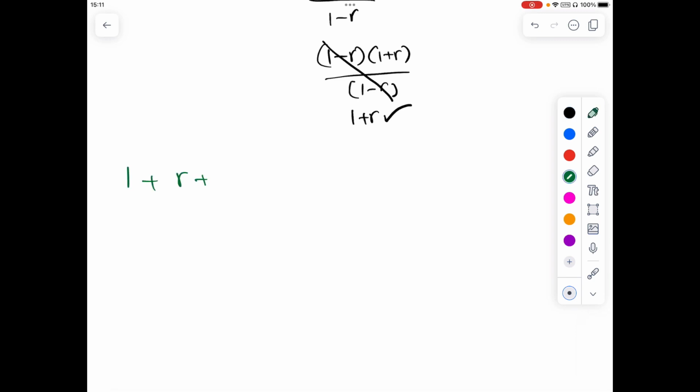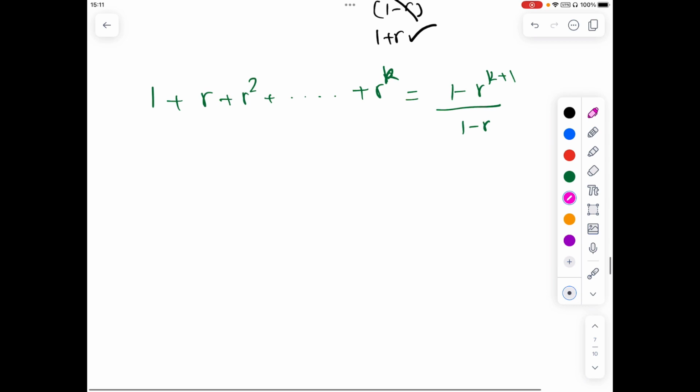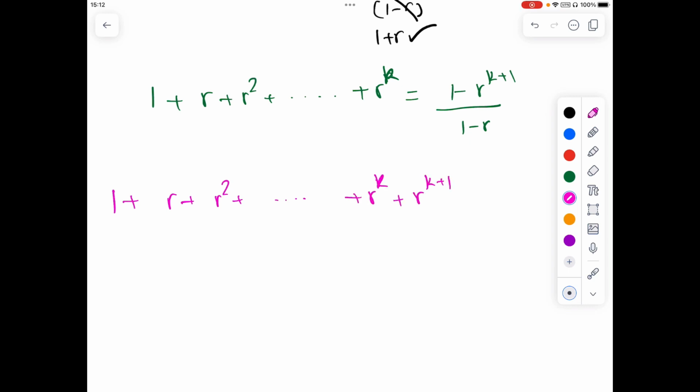Now let us assume that it is true for n equals k: 1 plus r plus r square plus and so on plus r power k equals 1 minus r to the power of k plus 1 upon 1 minus r. Now we have to prove that it is true for n equals k plus 1. So 1 plus r plus r square plus and so on plus r power k plus r power k plus 1. My final answer should be looking like 1 minus r to the power of k plus 2 upon 1 minus r. This should be the final answer.